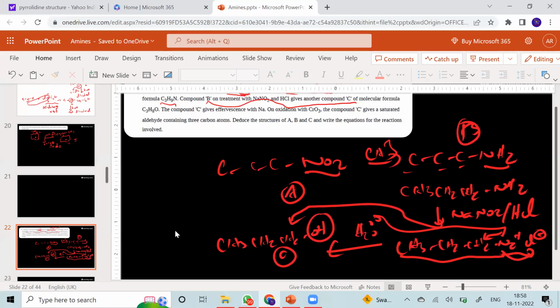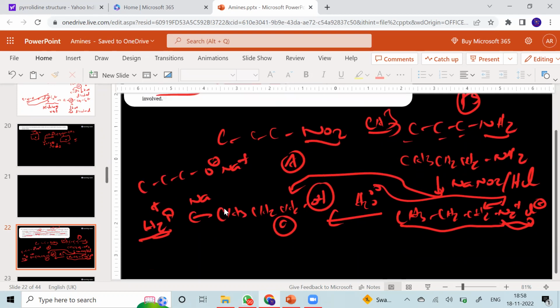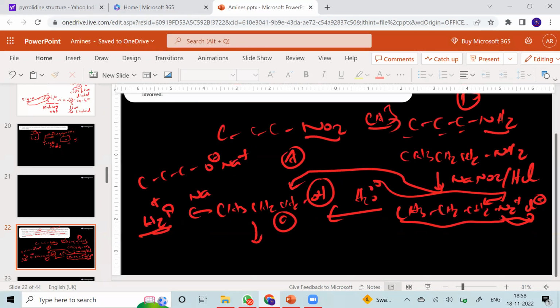Now C gives effervescence with Na. Obviously, if I make it react with sodium, it behaves as an acid. So you will form the O minus Na plus compound, and obviously that is going to give me some hydrogen also. And this hydrogen is the reason I'm going to have effervescence. On oxidation with CrO3, compound C gives a saturated aldehyde. If I add CrO3 to this, it is going to become CH3, CH2, sorry, not CH2.